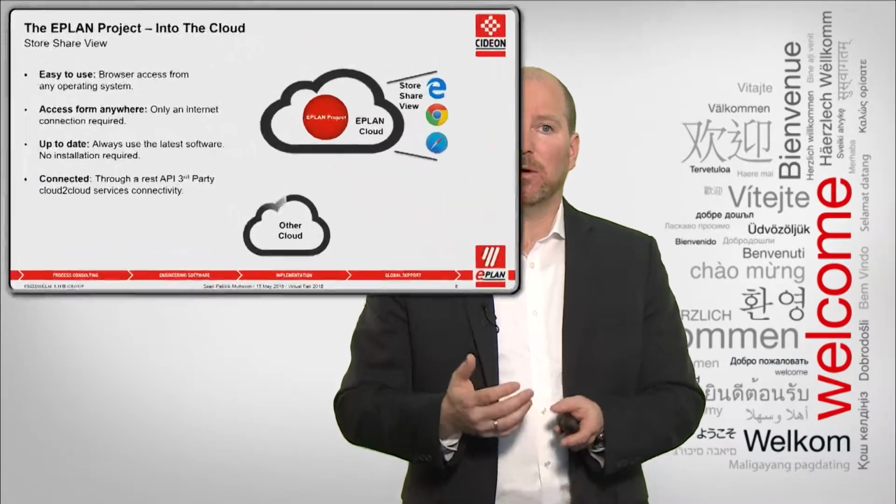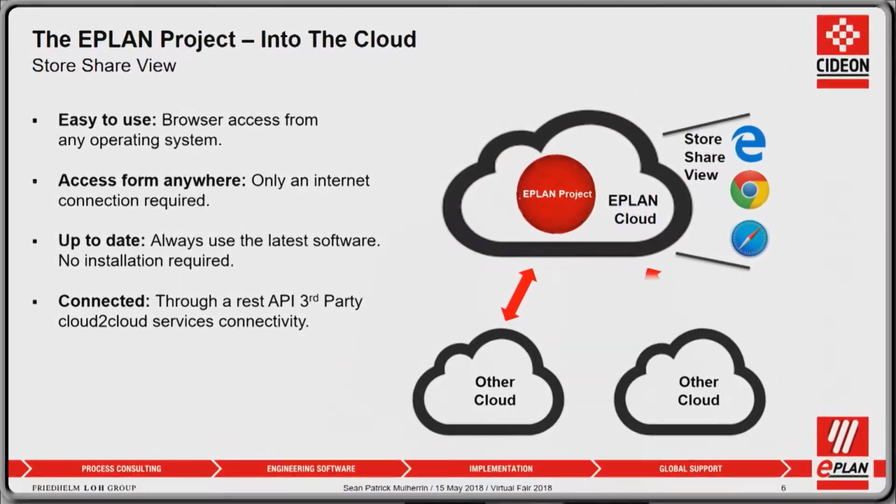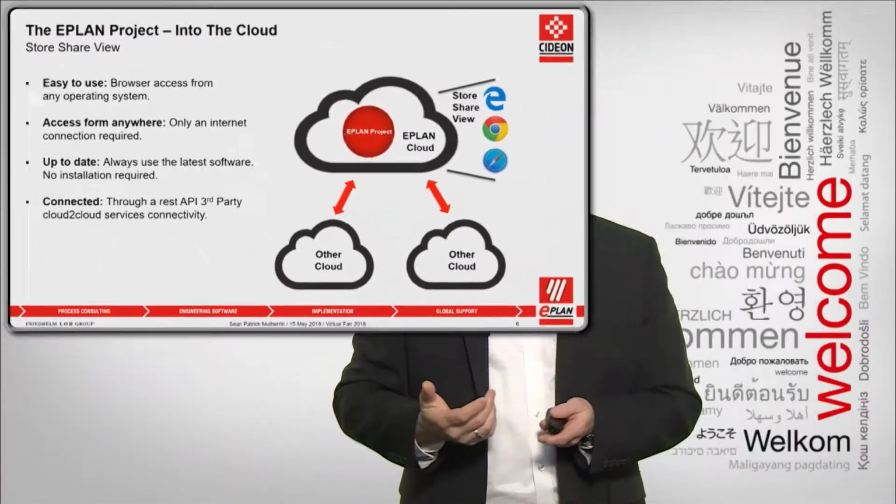And connected. One of the important aspects is we know that many other companies today are going cloud as well. So we need to be able to provide cloud-to-cloud connectivity. For example, if we take Siemens MindSphere, they provide apps that might need access to the EPLAN project. So through our REST API, we provide access for third-party applications to simply connect to the EPLAN cloud, access the information needed within the EPLAN project, and then use that information for the application. Cloud-to-cloud connectivity, which provides new workflows and new added value for customers once the project is in the EPLAN cloud.